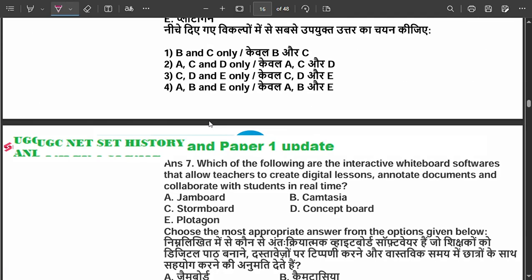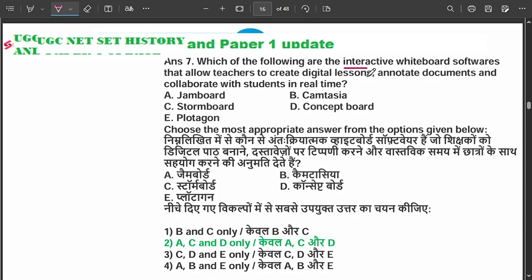Next, question number 7. Which of the following are interactive whiteboard software that allow teachers to create digital lessons, annotate documents and collaborate with students in real time? Jamboard, Stormboard and Conceptboard was the correct answer. Camtasia and Protagon were incorrect. So option number 2 was the correct answer, A, C and D.